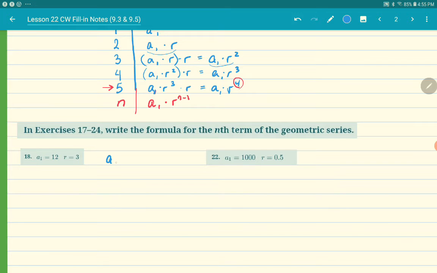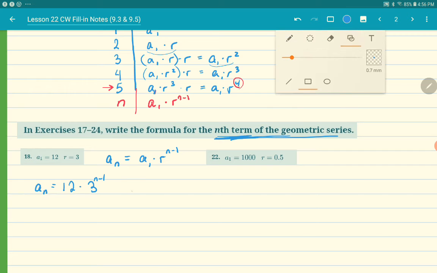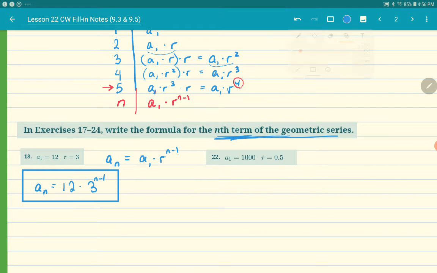So remember our formula is I can find any element by taking the first element of the sequence and multiplying it by the ratio to the power of n minus 1. So here my first term is 12. My ratio is 3. So my nth term is 12 times 3 to the n minus 1. And they didn't tell me what n was. I just want to keep it general, just that formula for the nth term. So that is my final answer for 18.